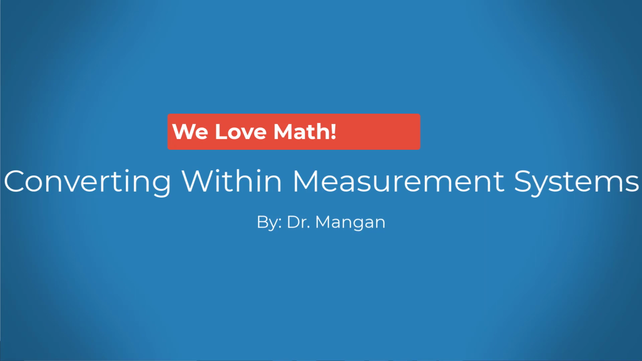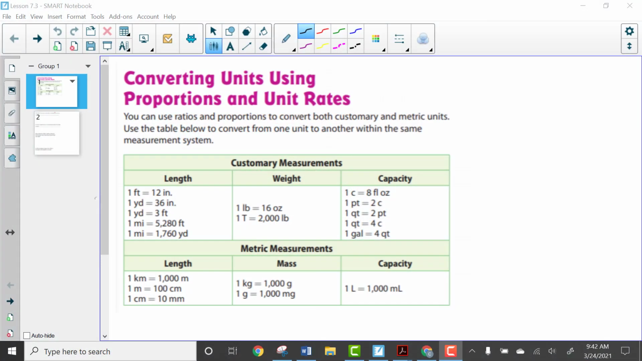What you will need to do is get out your Go Math book and turn to page 185. Get out your math journal, pencil, and also a calculator.